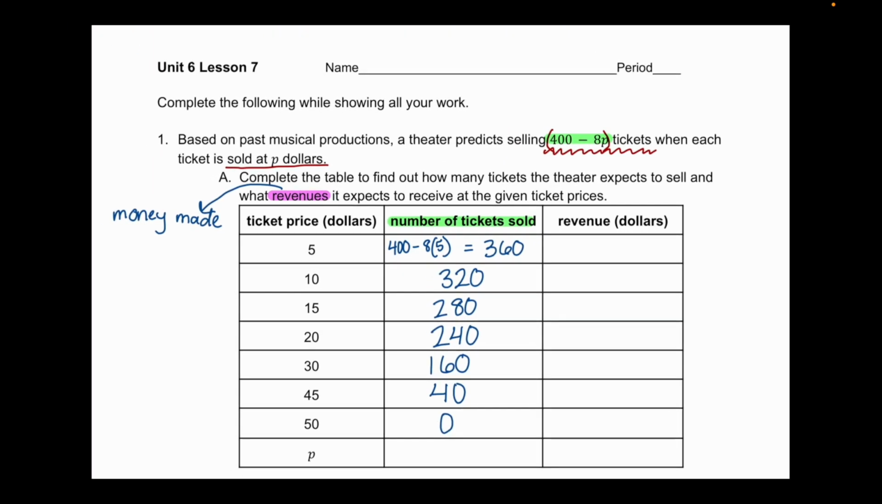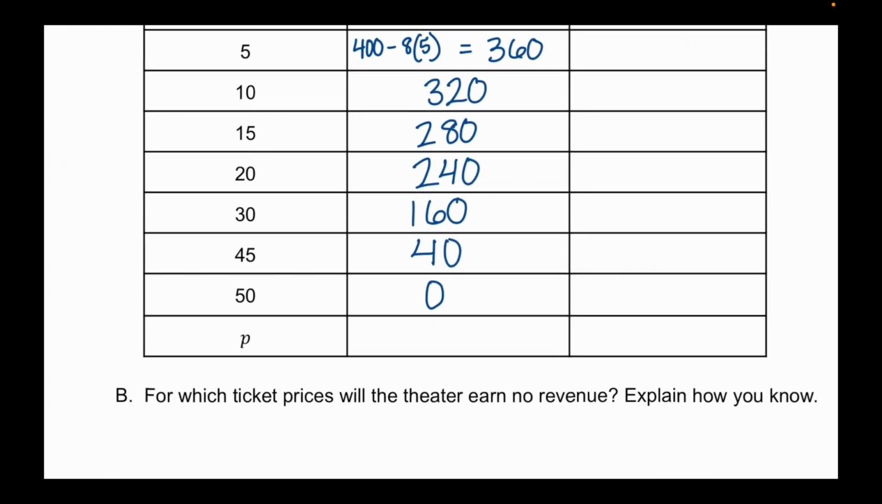Down here at the bottom, it says p. If they sold p dollars tickets, we were just plugging it in, so it's 400 minus 8p. All we're doing is writing that expression.